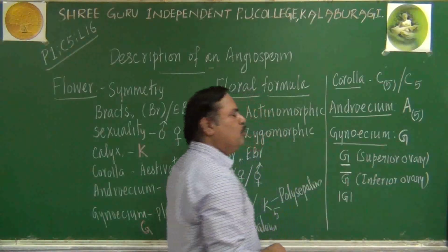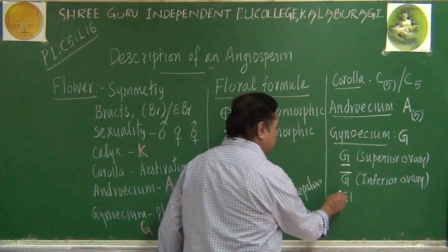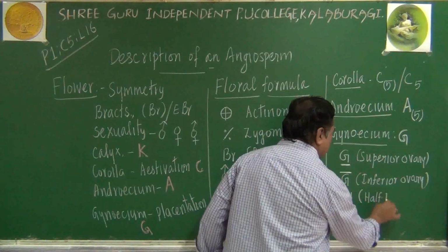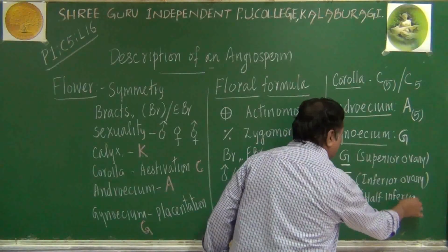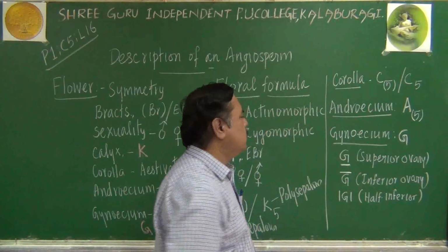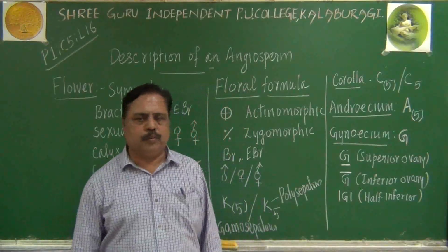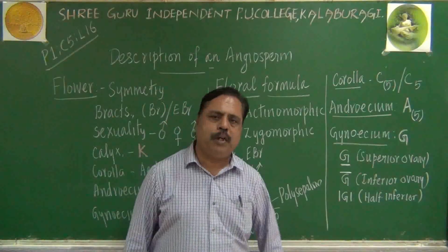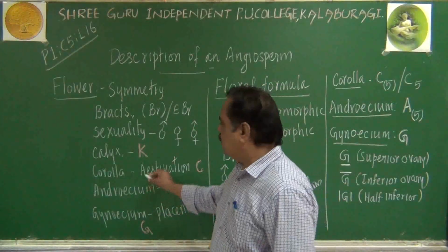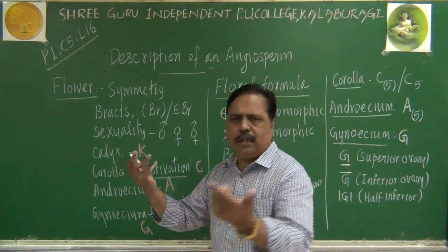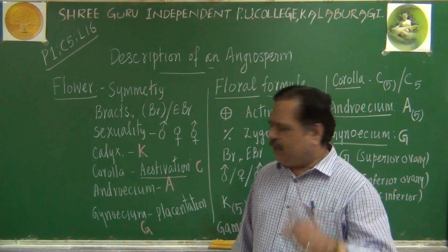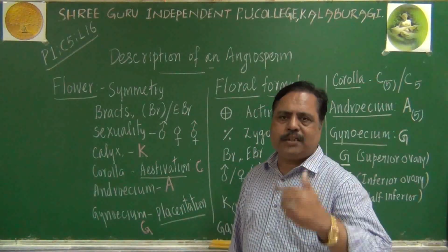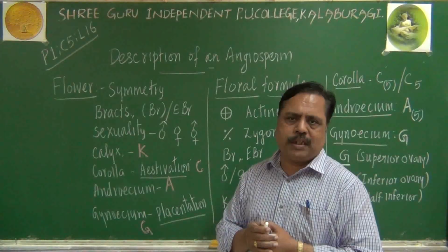both sides I have to draw the line. So if a line is there on both sides, then it is called half inferior or half superior ovary. This is how we describe the gynoecium also. Of course, when we write the symbols for these floral parts, we cannot represent aestivation. Aestivation cannot be represented. We cannot represent placentation also. So placentation, aestivation and all could not be represented here.